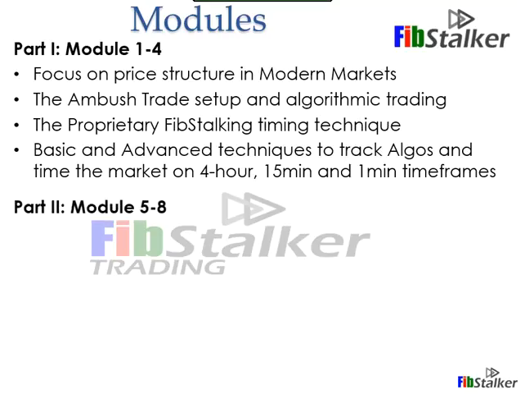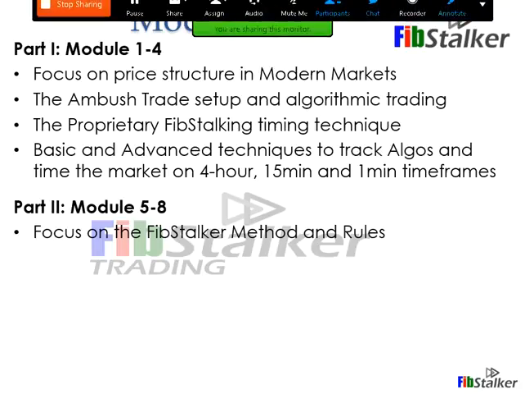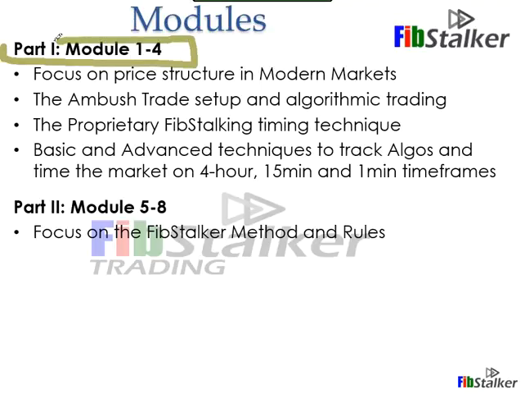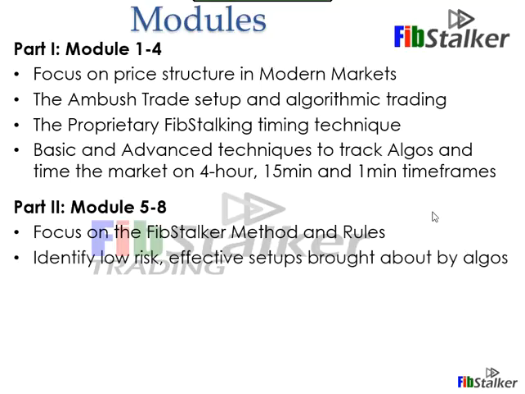All right. In part 2, the modules 5 to 8, we will look at the FibStalker methods and rules. So you will have the basic rules here in the first part, how to model market and how to model algorithms. But that does not translate immediately into more complex trading systems. You'll have very simple trading systems. To do that, we need additional rules, and these are called the FibStalker methods rules that we're going to see in module 5.